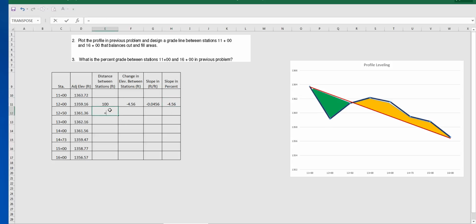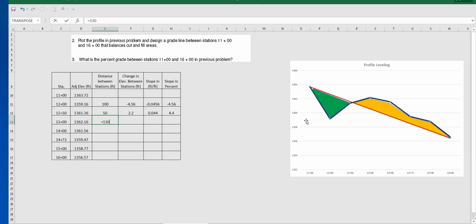So the next one would be 1250 minus 1200, and it would be 50 feet. The change is 1361.36 minus 1359.16, these two values. Now I'm going back uphill. So you can see it's going uphill from this point to this point. So it's 2.2 divided by 50, which is 0.04, and I'm going to multiply that by 100. Now in Excel, all I'm doing, if you've noticed, is I'm just using that cell value. I can type it in, and that's what I'll do in the next one.